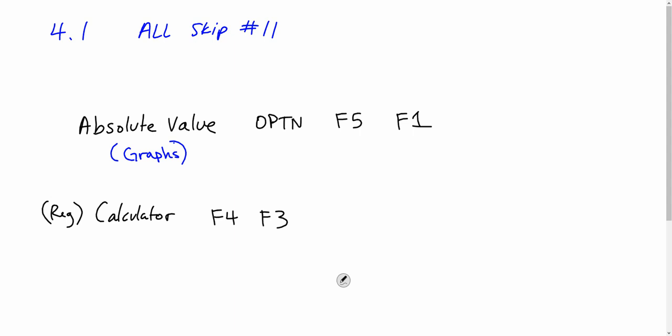So that one on the board right there, it says graphs. If you're in the graphing menu, those are the 3 buttons you have to hit to get the absolute value bars for your equation. But if you're just calculating stuff in the regular calculator mode, you just hit F4 and then F3, and that'll get you the absolute value bars if you need to type stuff in that way.